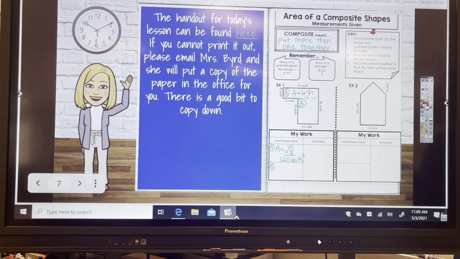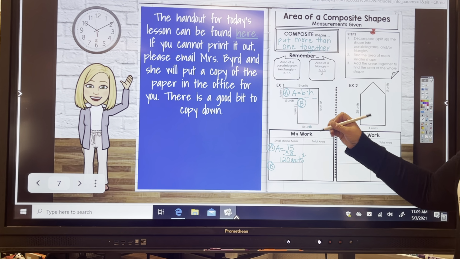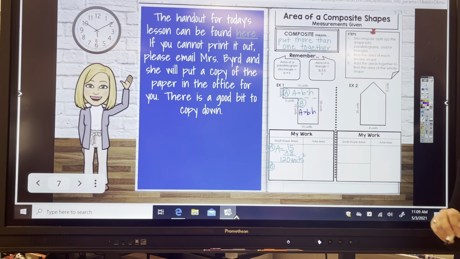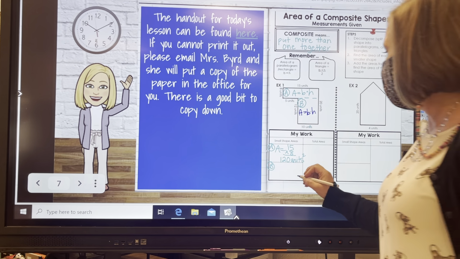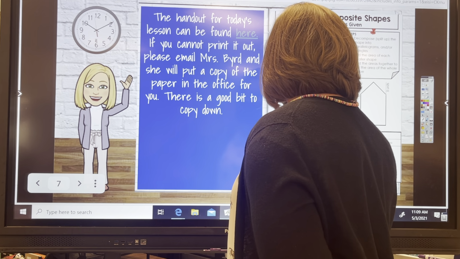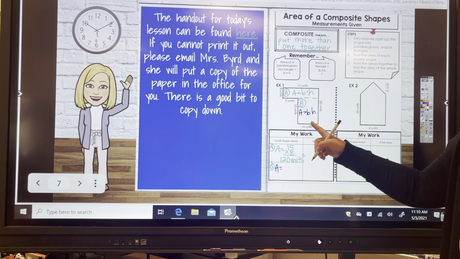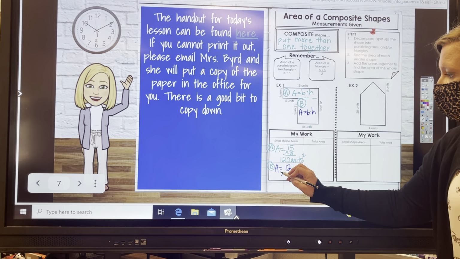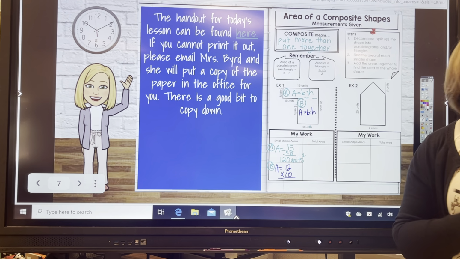All right, what shape is B? Rectangle. So what's the formula? Base times height. What is the base of that rectangle? The base is 10, the height is 12. I want you to do 12 times 10.